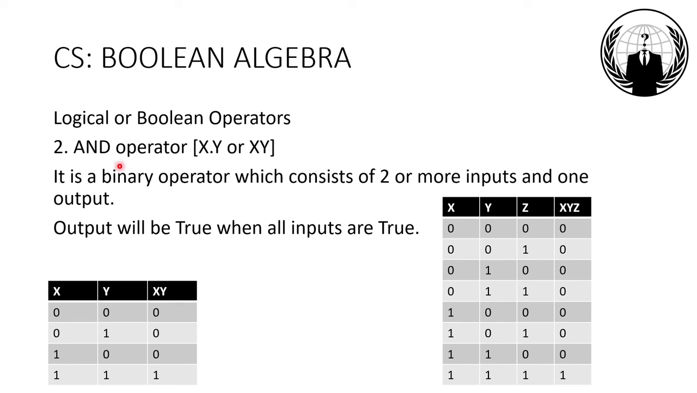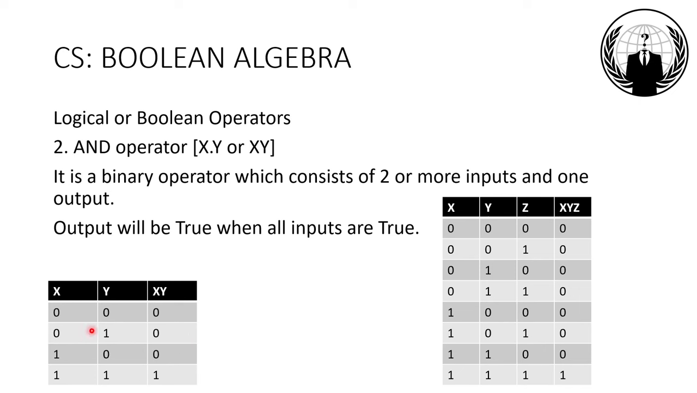Now second is the AND operator, which is also known as the product operator in Boolean algebra. It is a binary operator which consists of two or more inputs and one output. The output will be true when all the inputs are true. Remember, when all the inputs are true. If in any case one input is false, then the output will be false.